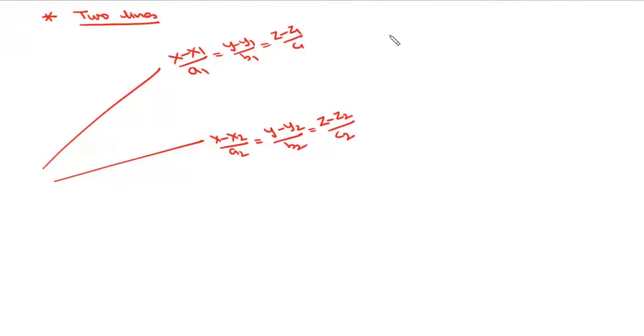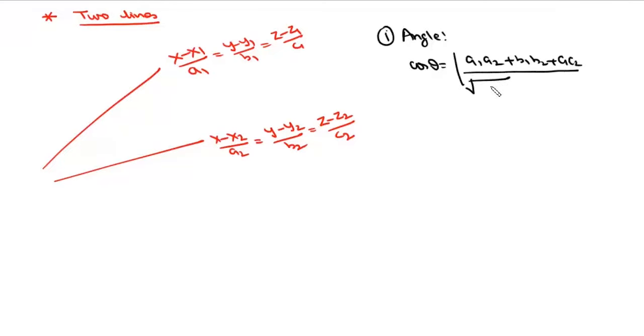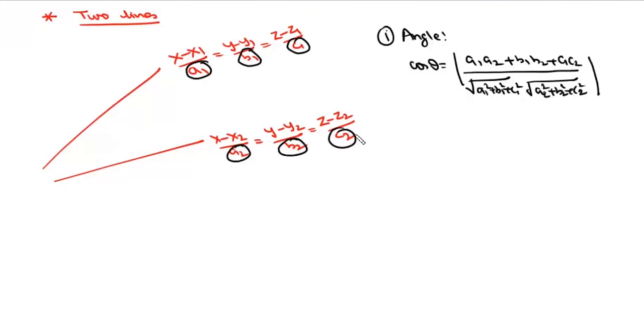First one is angle between the two lines, and this we have already discussed. We know that this angle cos theta will be given by a1 a2 plus b1 b2 plus c1 c2 upon under root of a1 square plus b1 square plus c1 square, and then under root of a2 square plus b2 square plus c2 square. So once we have direction ratios of these lines, we can always find angle between them.